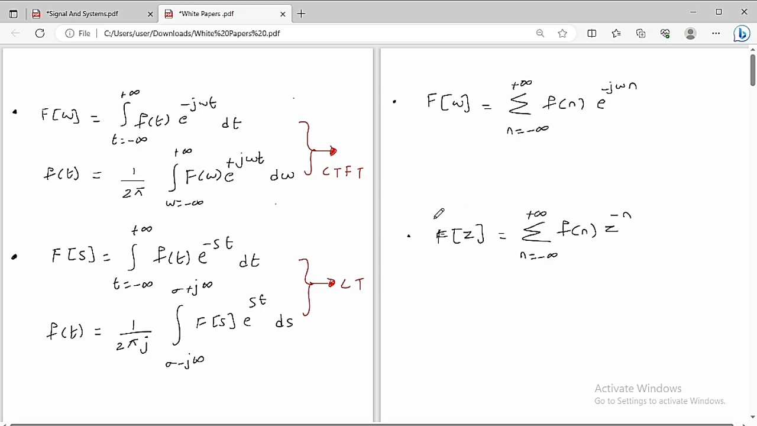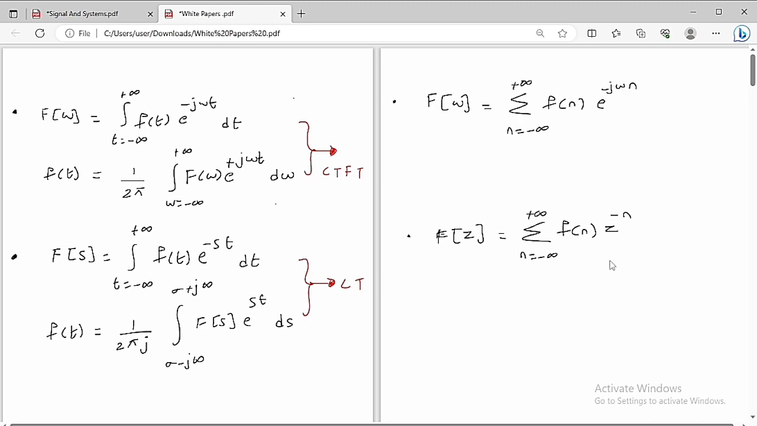If you see clearly from the Laplace transform, what I did is, integration I have replaced by sigma, t I have replaced by n. So here f of n, and e to the power of s is nothing but z, I am going to assume. E to the power of s is z, and there is a minus t, which means minus n. That's it. So from here we got this term.